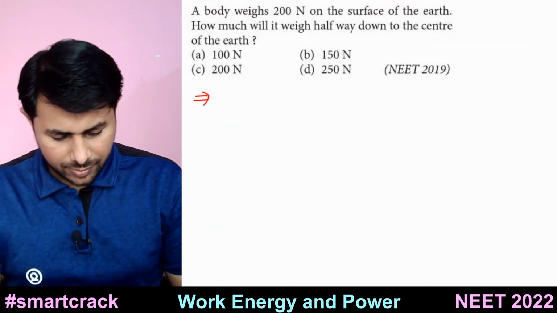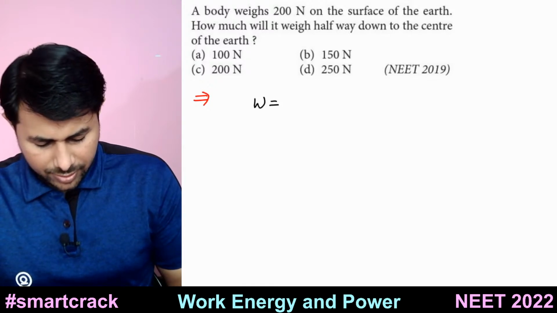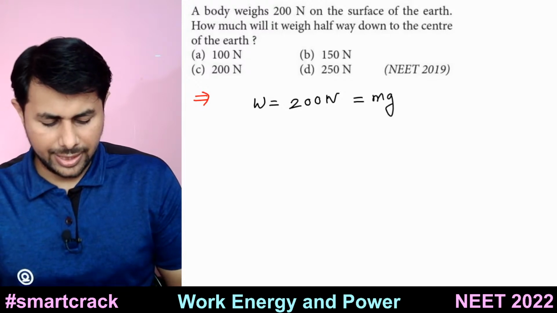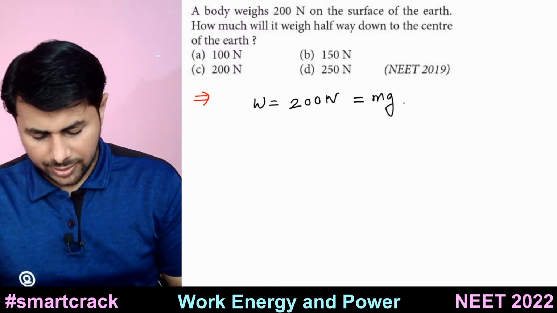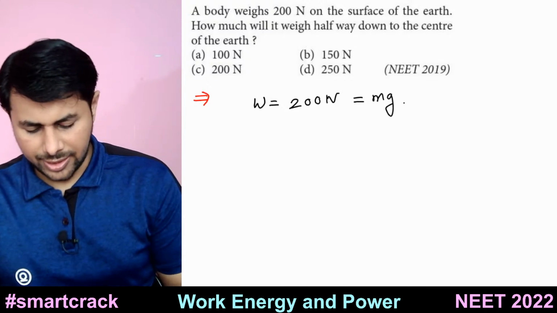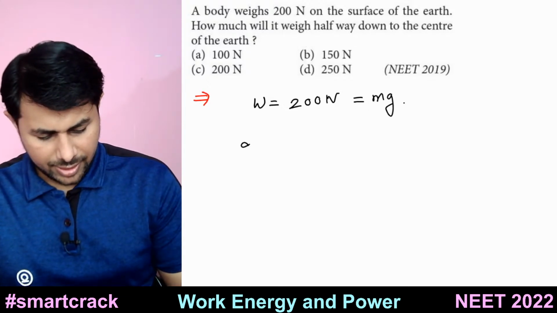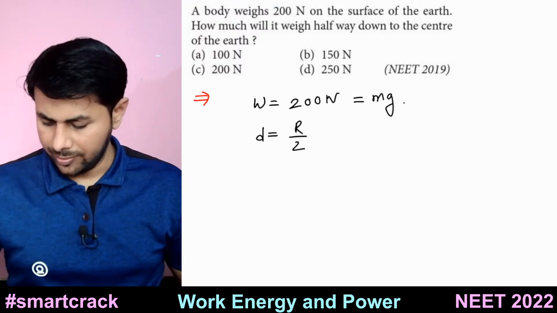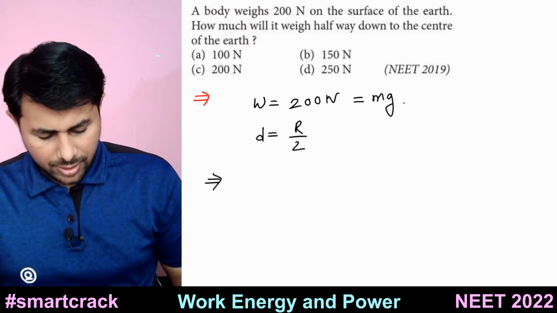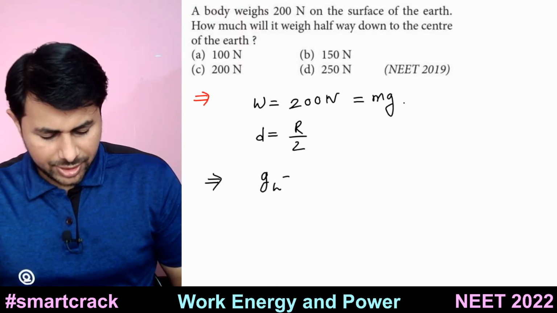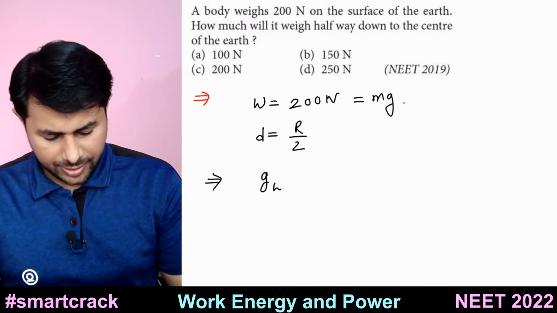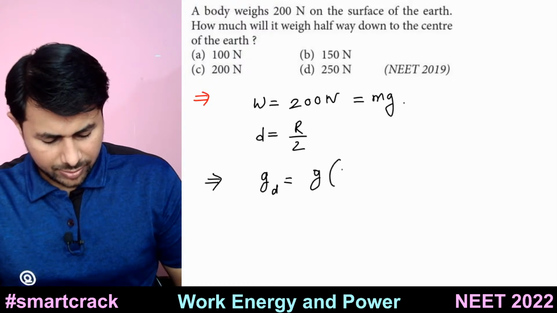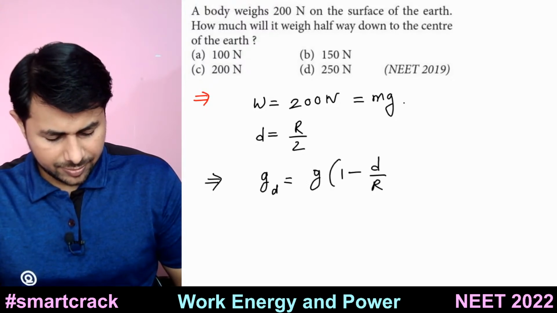See, weight is given, 200 Newton on Earth's surface. So this is equal to what? mg. And the question is, what will be the weight halfway down to the center of Earth? So how much is the depth? So depth here is equal to r divided by 2. Okay. So we have a formula for acceleration due to gravity at depth d. It is equal to what? g times 1 minus d by r.